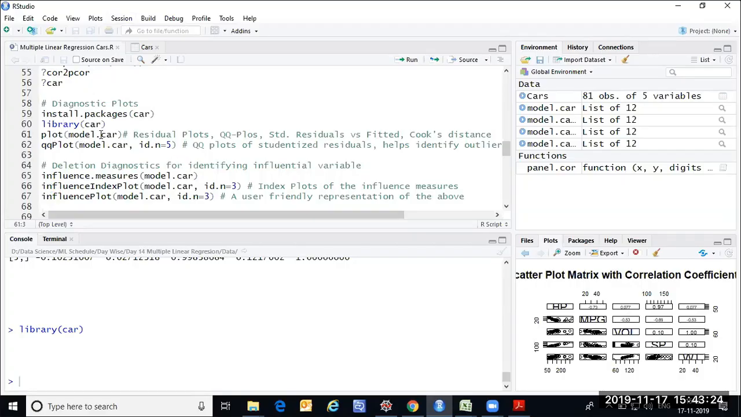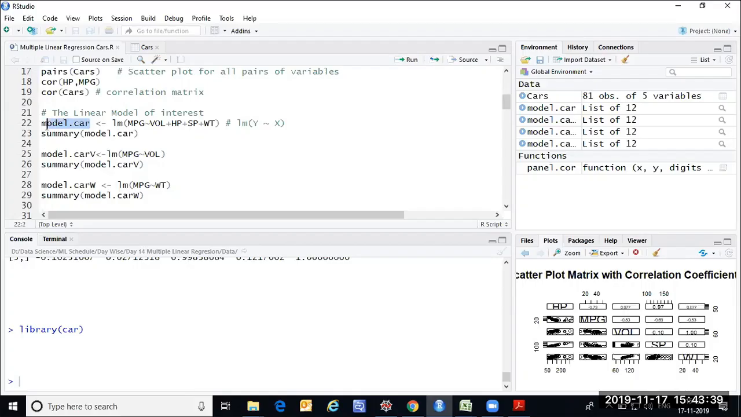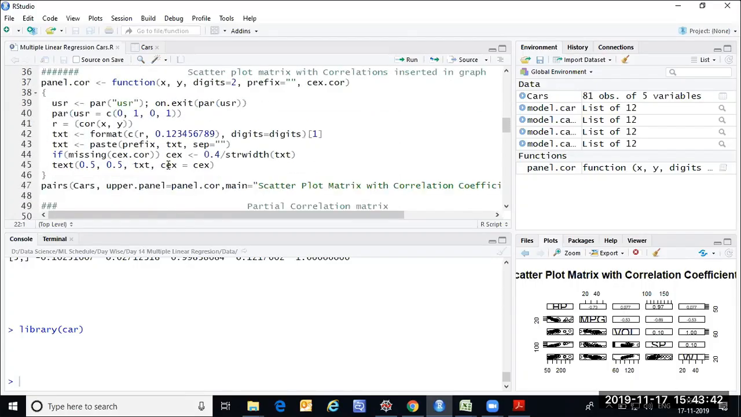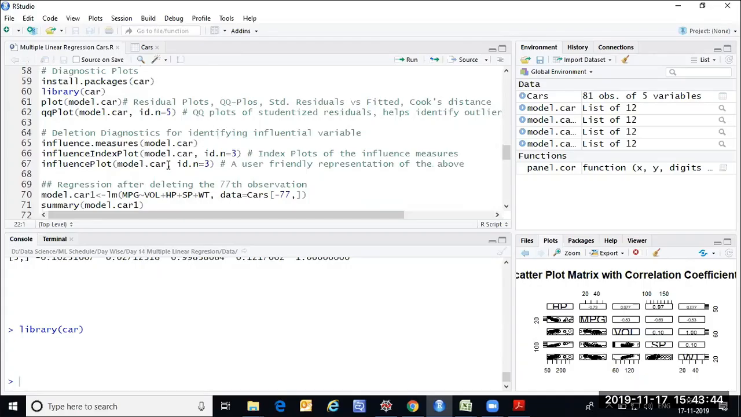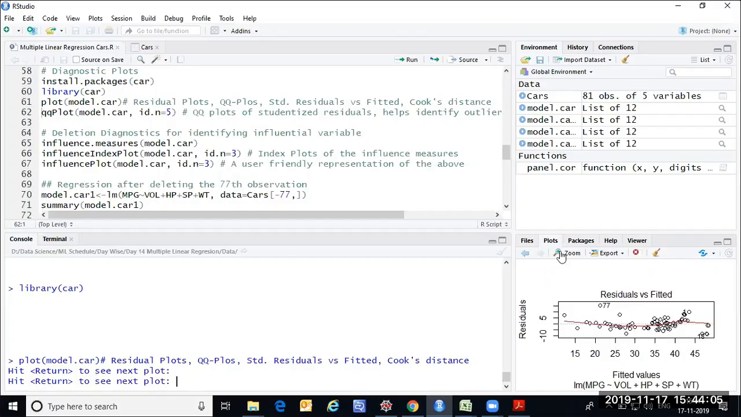So I'm building a plot of this model.car. model.car is nothing but my base model, where I considered all the 4 input variables and the output variable, MPG. So this is the model.car, right? Let me draw the plot. You just need to keep hitting enter in the console window. First time hitting enter, so it generated one graph.